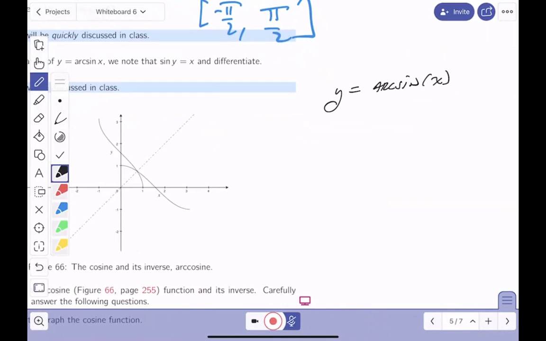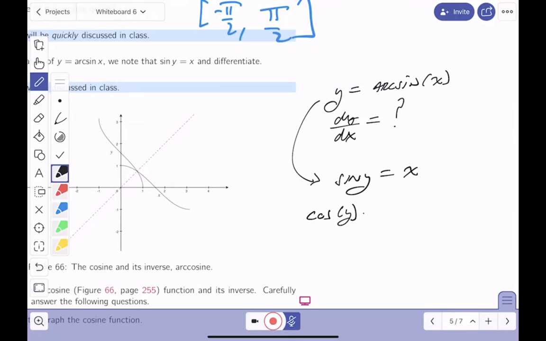So I want to tell you what my goal is. My goal is to actually find dy/dx. I don't know what it is. Now someone says, you just gave it to us, we could just look it up. No, I want to derive it. What I do know is that the sine of y is equal to x, and then they say differentiate it. What's the derivative of sine? It's the cosine of y. Chain rule, derivative of y, dy/dx.